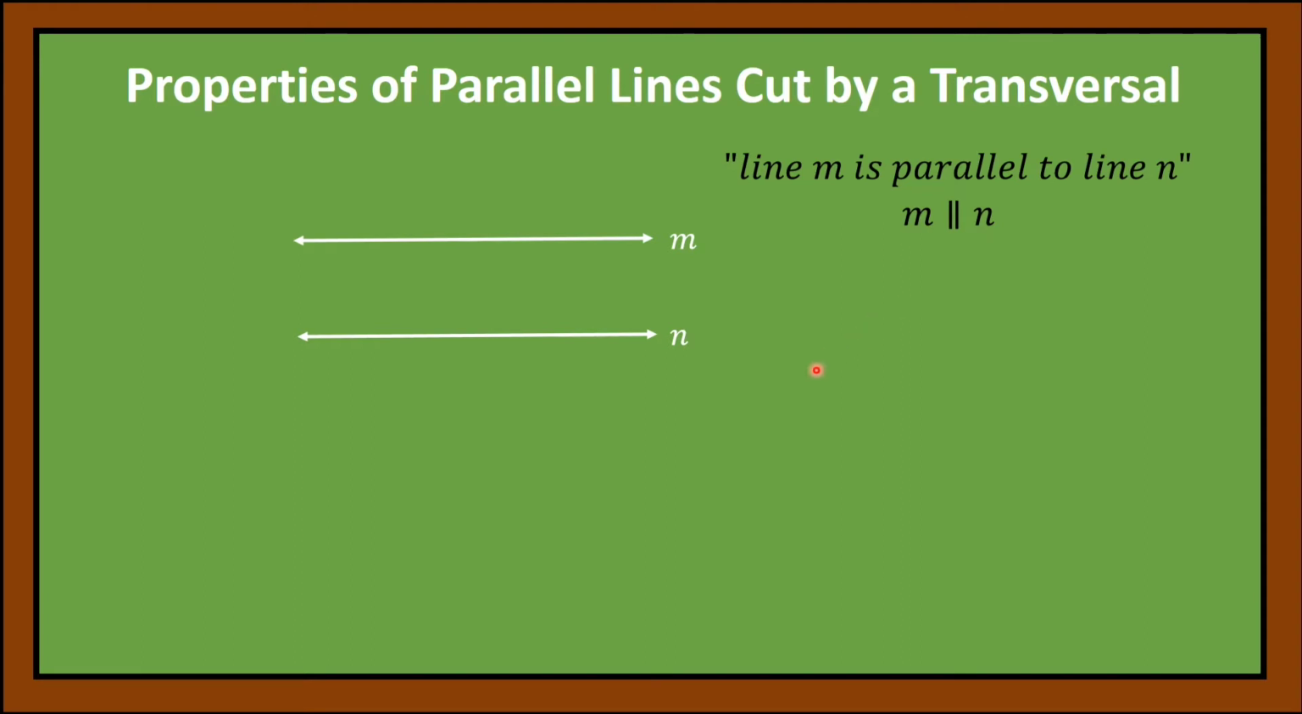And then, meron tayo ditong line L. So, ang line L is called as transversal. As you can see, nakatawid ang line L sa ating parallel lines. So, nagkaroon tayo ng angles. We have angle 1, 2, 3, 4, 5, 6, 7, and 8. So, based dito, nabuo yung properties of parallel lines cut by a transversal.